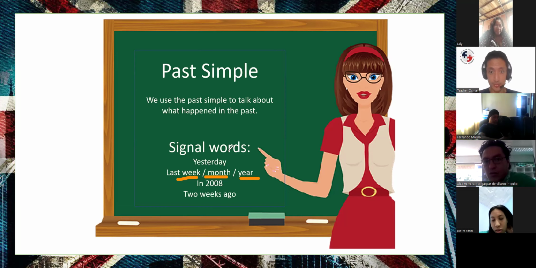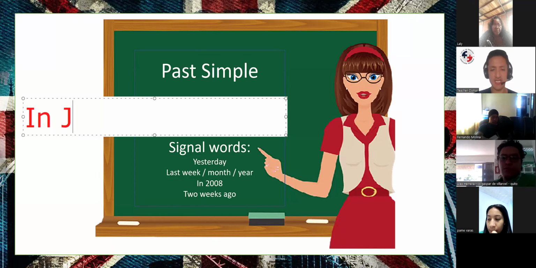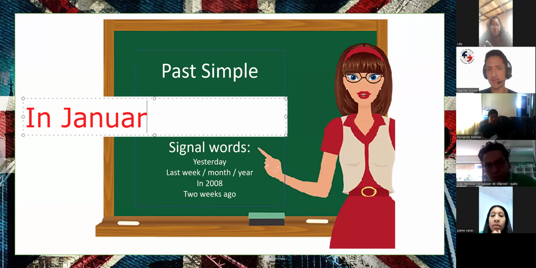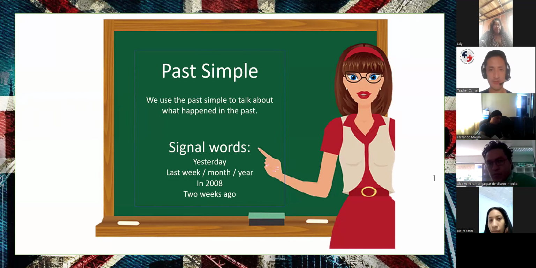Then we have the next word, also, my dear students, that we can use. We can use years or months to talk about the past. In 2008, we can also say it in January. Ya estamos en mayo, así que podríamos decir en enero, in January. That is also a month, okay? A last month. In January, no se olviden, meses y años también. We can use it to talk about past.